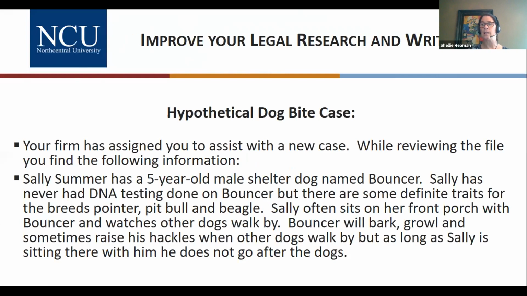So your firm has assigned you to assist with a new case. While reviewing the file, you find the following information. Sally Summer has a 5-year-old shelter dog named Bouncer. Sally has never had DNA testing done on Bouncer, but there are some definite traits for the breeds Pointer, Pit Bull, and Beagle. Sally often sits on her front porch with Bouncer and watches other dogs walk by. Bouncer will bark, growl, and sometimes raise his hackles when other dogs walk by, but as long as Sally is sitting there, then he will not go after the other dogs.